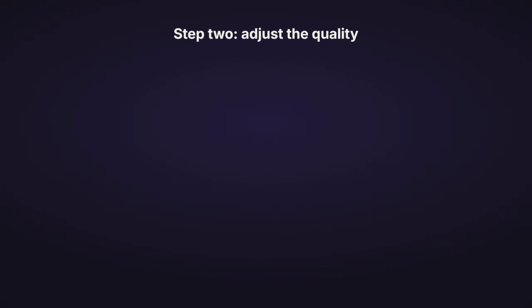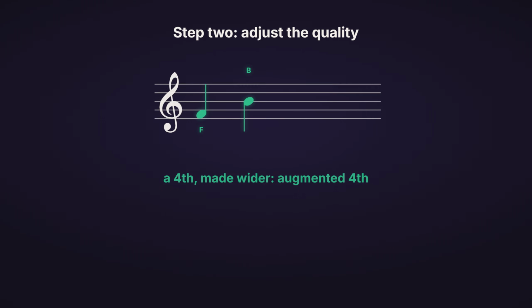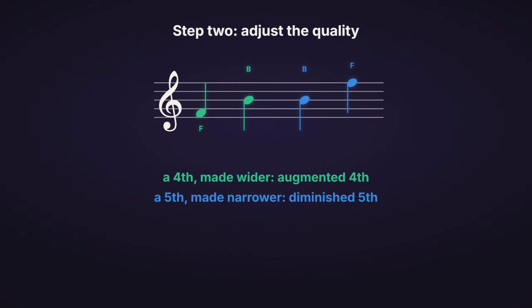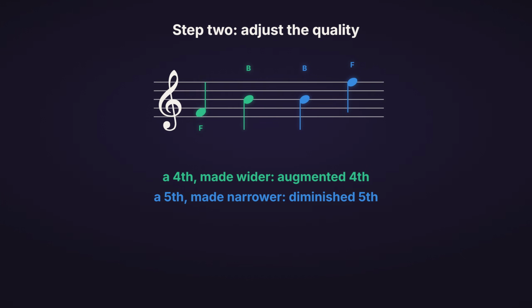Then, and only then, comes step 2, you adjust the quality with sharps and flats. F up to B is a fourth, and that particular fourth is 1 semitone wider than a plain perfect fourth, so we call it an augmented fourth, augmented meaning stretched a little wider. B up to F is a fifth, and that fifth is 1 semitone narrower than a plain perfect fifth, so we call it a diminished fifth, diminished meaning squeezed a little smaller. Letters first to set the number, quality second to fine-tune it, every single time.